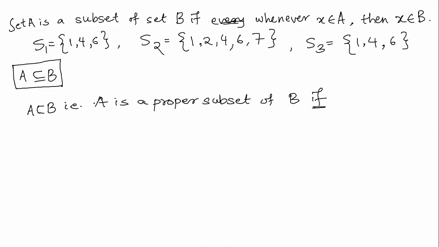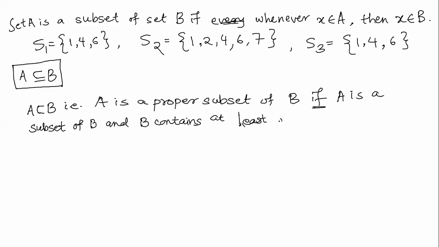This happens if A is a subset of B and B contains at least one element which is not in A. If A is a subset of B and B contains at least one element which is not in A, then we say that A is a proper subset of B.